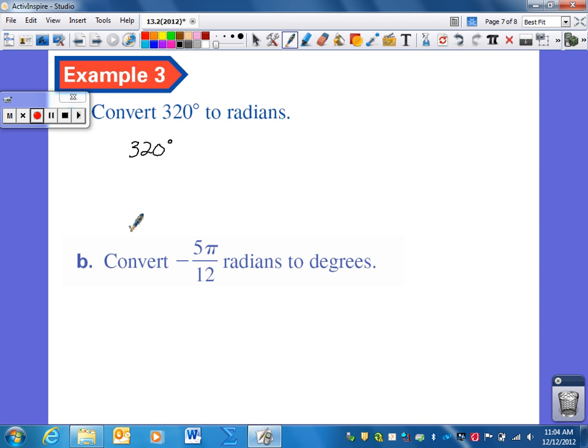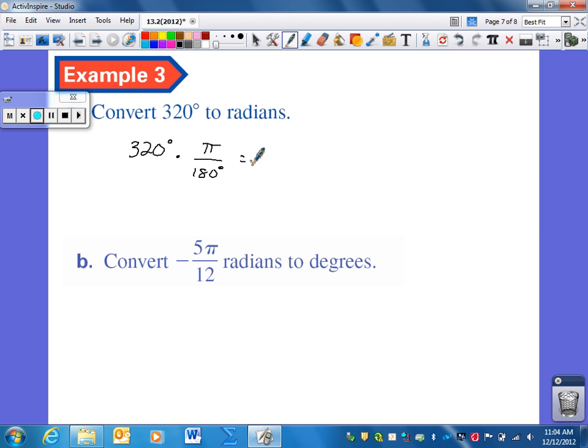So which conversion do I want to use if I start with 320 degrees? Pi over 180. So I'm going to always multiply. In this case, I'm going to choose the pi over 180, because if I take a look, I have degrees in the numerator, degrees in the denominator. Those are going to cancel out, and then I can start simplifying. And I'm pretty sure this is on the no calculator portion of your test, so you guys have to be able to simplify numbers.